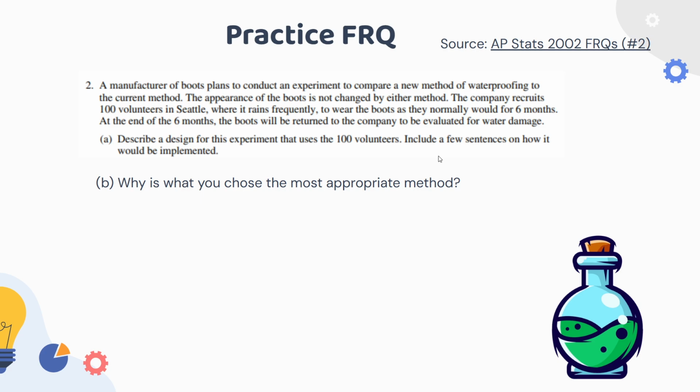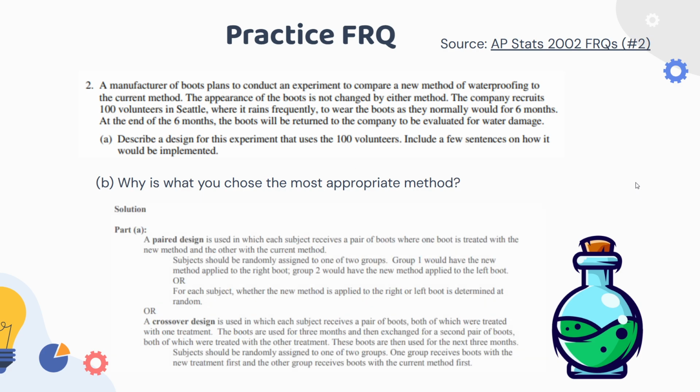Alright, time's up. So here we have the answer. A paired design or crossover design is the best option, right? Subjects would be randomly assigned to one of two groups. Group 1 would have the new method applied to the right foot. Group 2 would have the new method applied to the left foot. For each subject, whether the new method is applied to the right or left foot is determined at random. Or a crossover design, in which each subject receives a pair of boots, both of which were treated with one treatment. The boots are used for 3 months and then exchanged for a second pair of boots, both of which were treated with the other treatment.